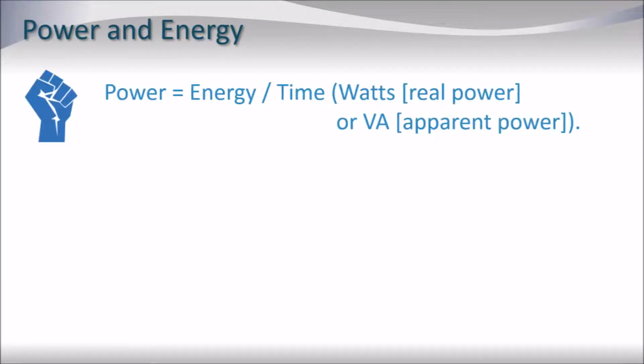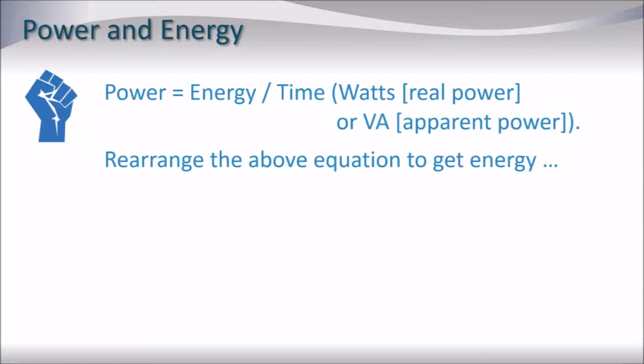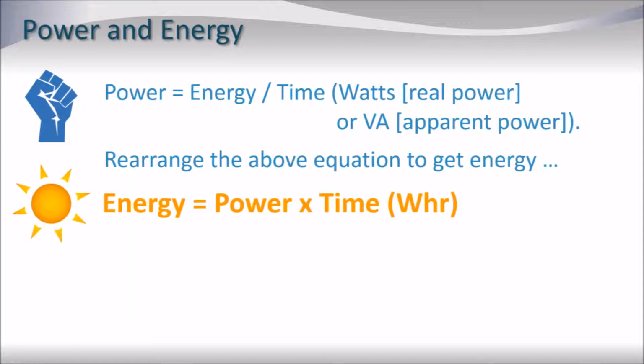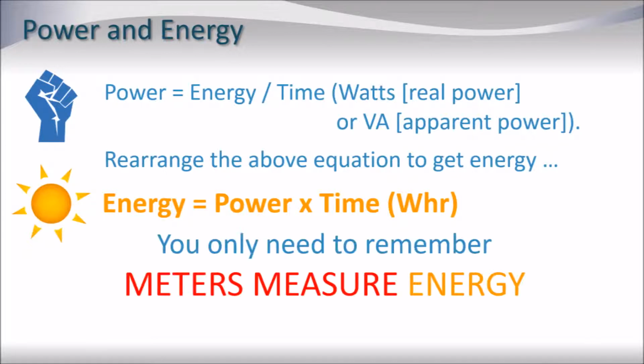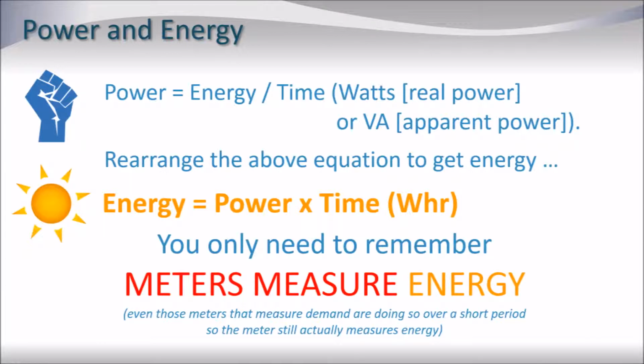But first, a quick recap. Power is energy divided by time, and it's measured in watts or volt-amps. We can rearrange that equation to get energy. Energy is power times time, and we normally measure it in watt-hours. But you only really need to remember that meters measure energy.